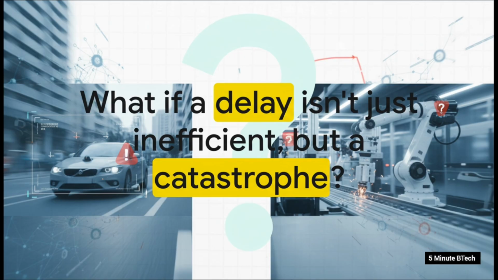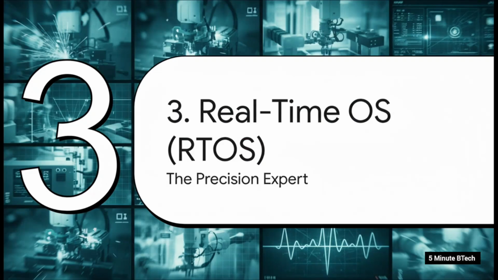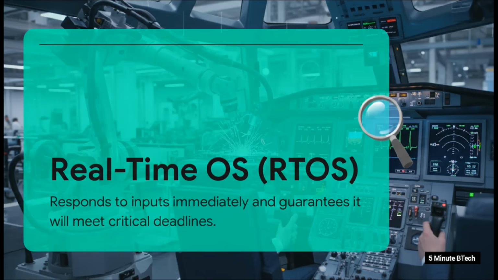What about systems where a delay of even a few milliseconds could be an absolute catastrophe? Well, that brings us to our third type, the real-time operating system, or RTOS for short. This one isn't about being the fastest. It's about being the most predictable. This is the precision expert of the OS world. For an RTOS, the #1 absolute priority is meeting deadlines, period.